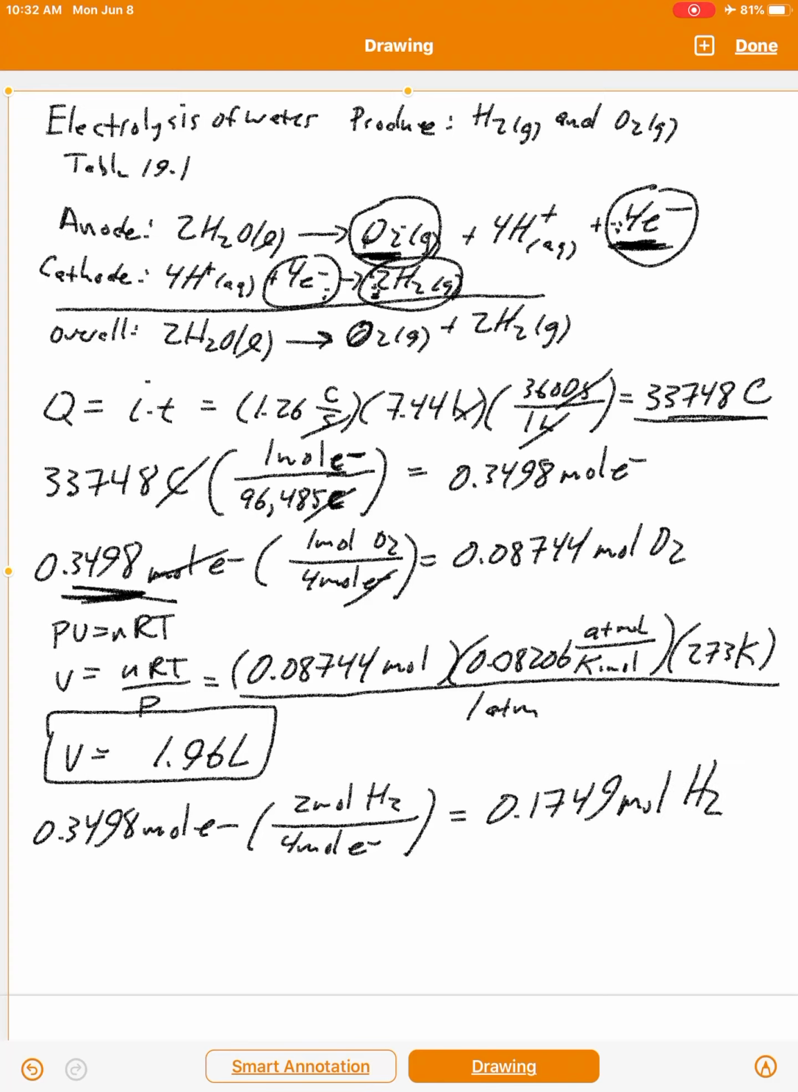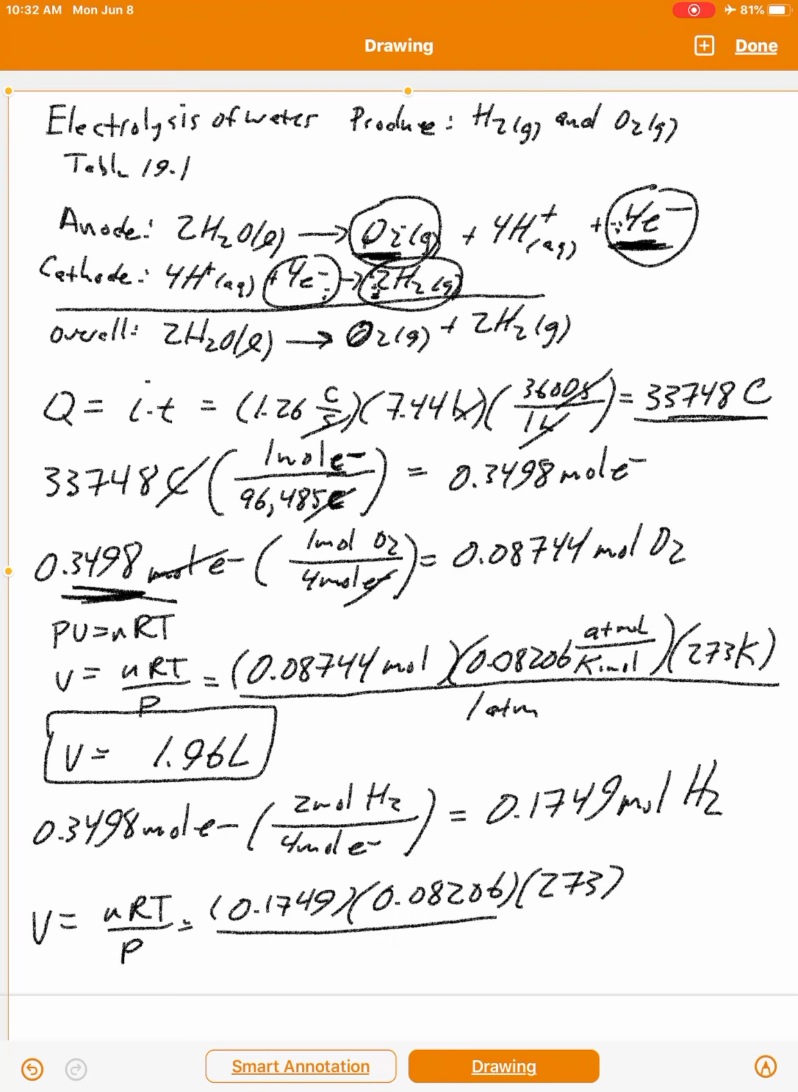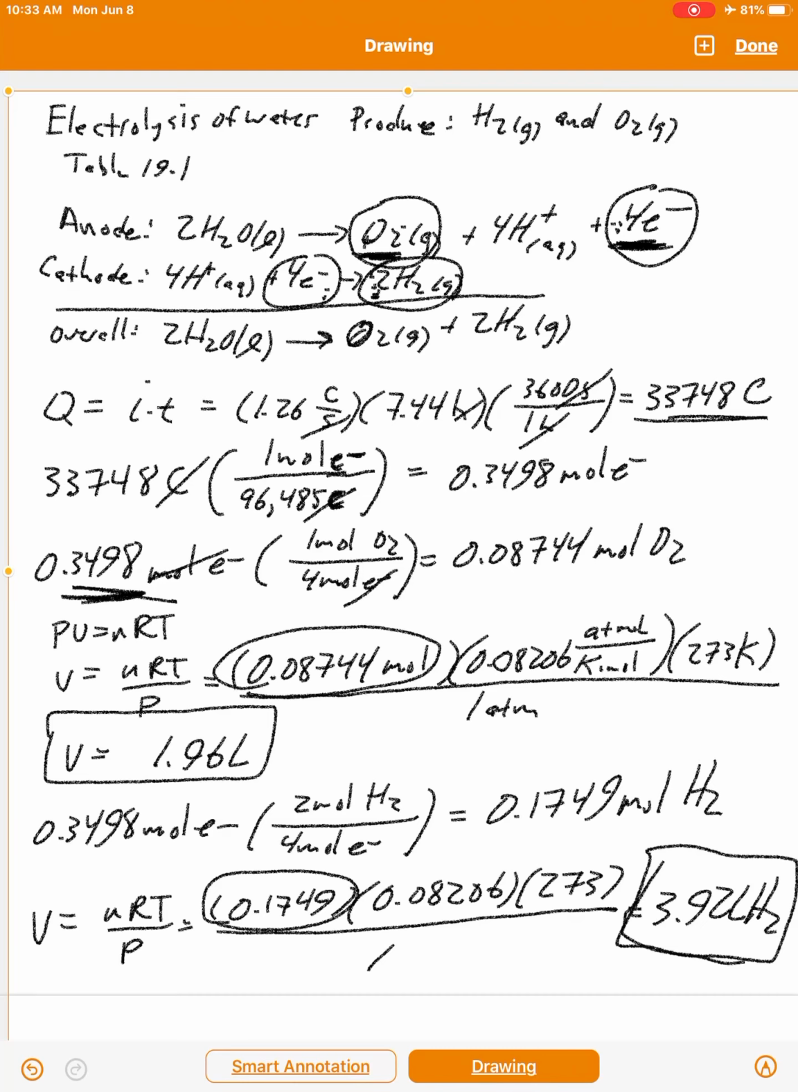Right? And then you can, again, use the ideal gas law, nRT over P. So it's 0.1749 times 0.08206. It's at STP, so 273 divided by 1 atmosphere, right? But look at this number here. This number here is just twice what that is. So you're going to get twice the volume. But you could run it through, and you'll get it. It comes out to about 3.92 liters, right? 0.1749 times 0.08206 times 273, and you get twice as much. So there you go. Okay?